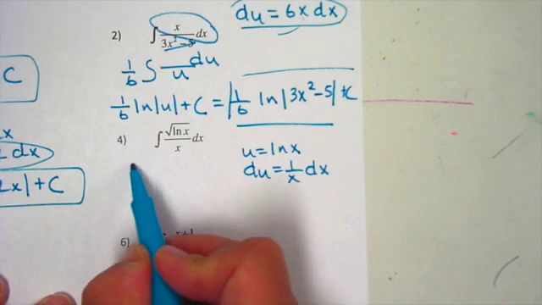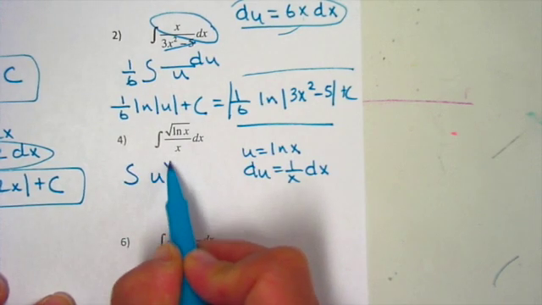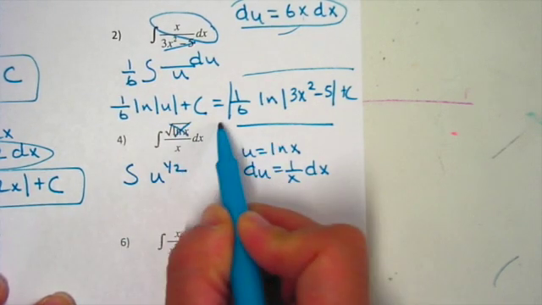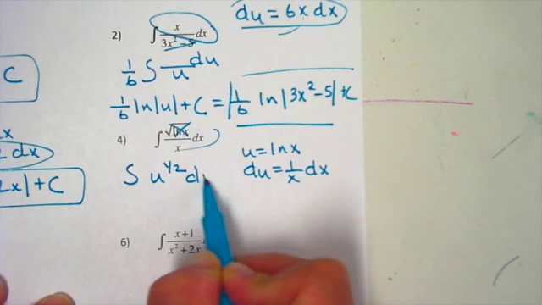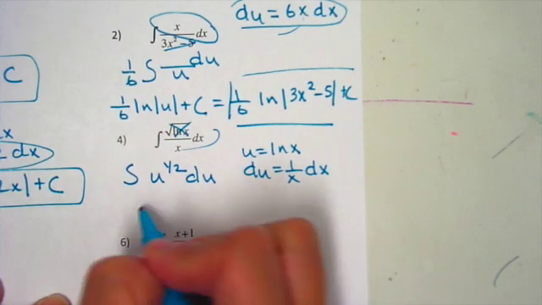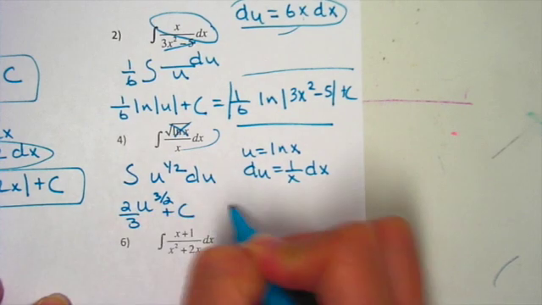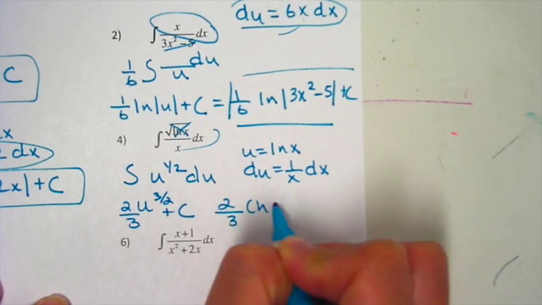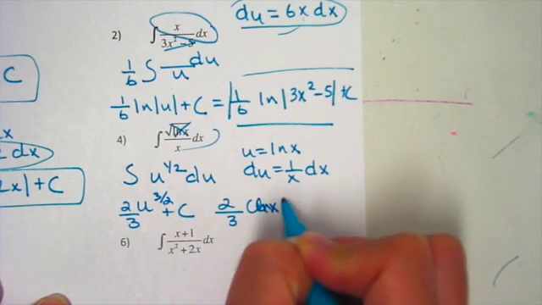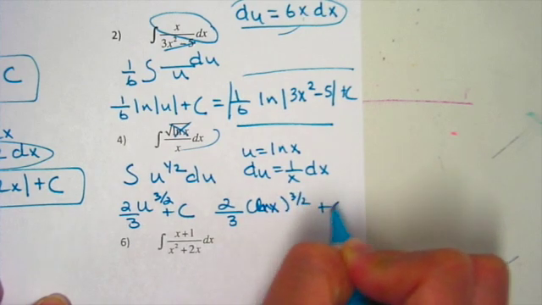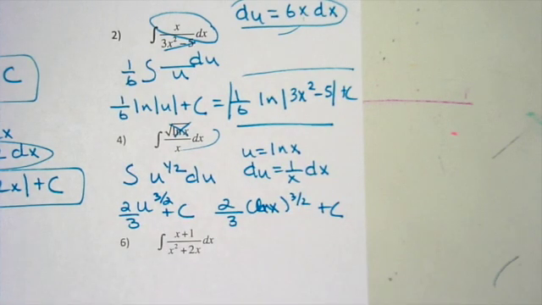So if you rewrite this, this is u to the 1/2. Everything left over is du. I'm not missing anything. This is just a power rule. You're going to add 1, divide by the power. So even though you have an ln in your problem, it's really the power rule. There's my answer.